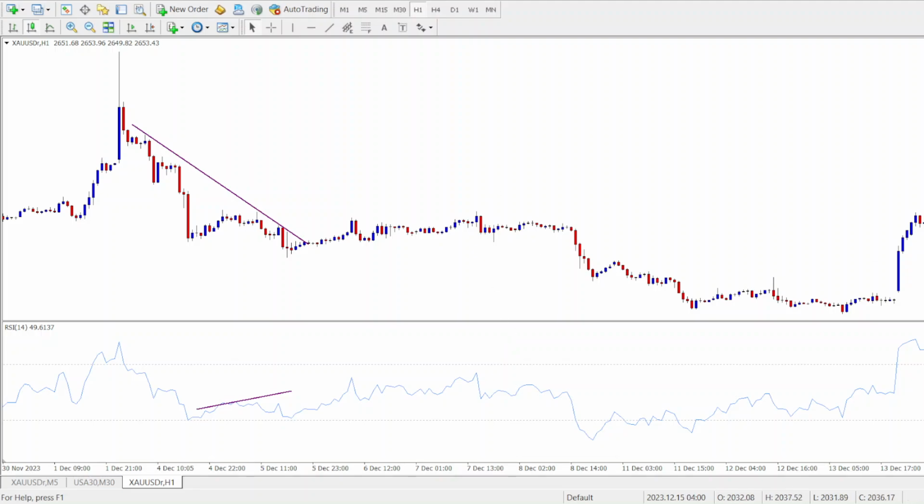Now you can combine the RSI with other technical indicators, of course. You can decide to use moving averages alongside the RSI. You can also decide to use support and resistance levels. You can decide to use other oscillators as well, such as the MACD or the stochastic oscillator, just for additional confirmation of your entry, your exit, your take profit, and your stop loss levels. Now, basically, that is how the RSI works.